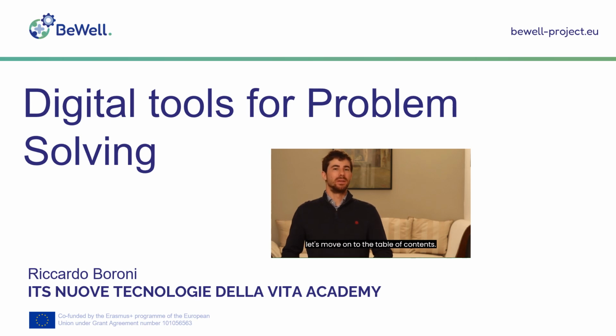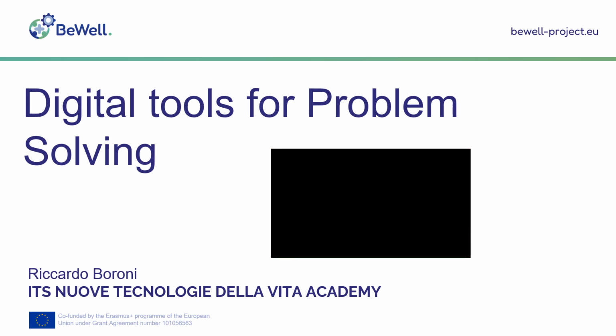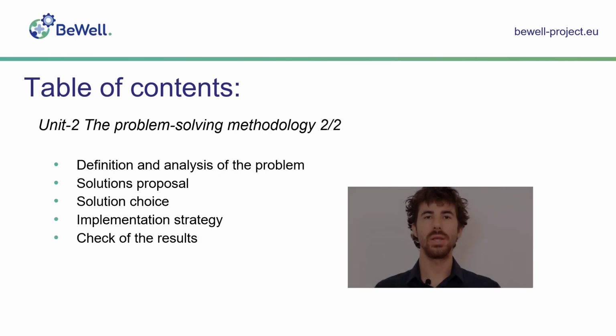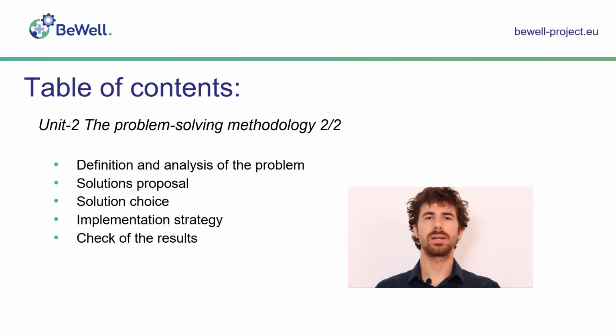Now, let's move on to the table of contents. In Unit 1, we'll have a look at the first part of the problem-solving methodology. So, what is the problem-solving methodology, which is an introduction to the topic? And we'll start with problem sensing, also called problem finding. In Unit 2, we'll look at the second part of the problem-solving methodology, speaking about the definition and analysis of the problem, the solution proposal, the solution choice, followed by the implementation strategy, and in the end, the check of the result.